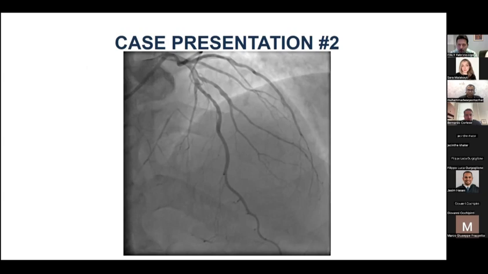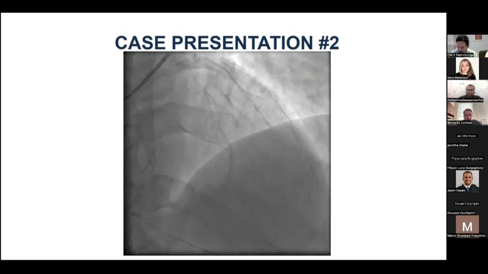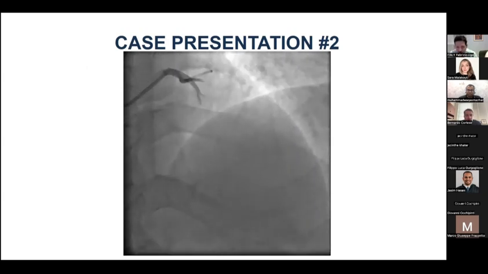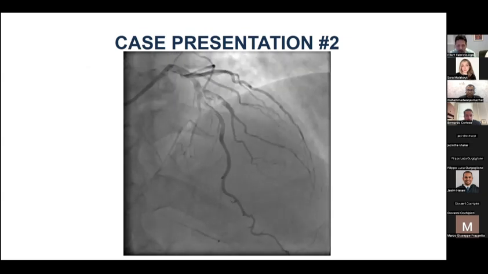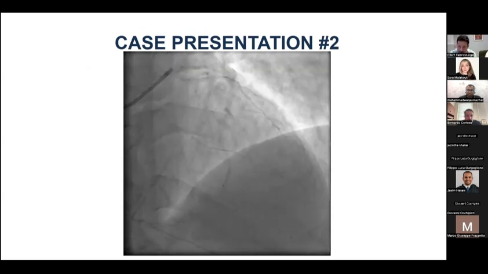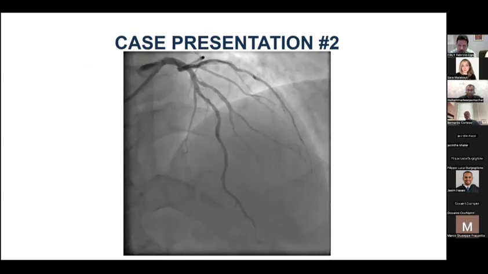How old is this guy? Typical chest pain, CCS 2, a 50-year-old male patient. Oh, a young one.